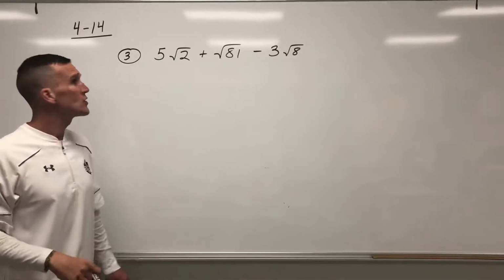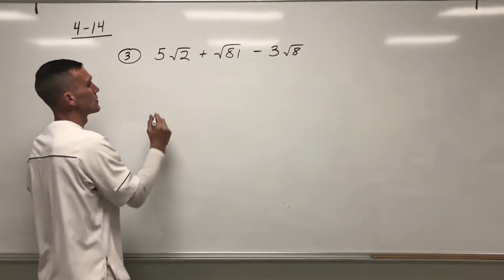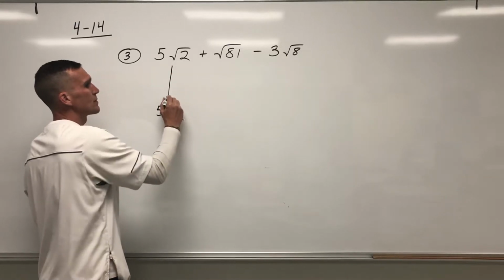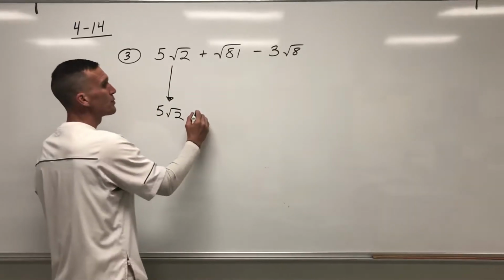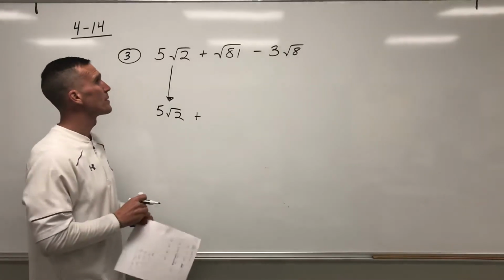Okay, I try to break down each radical. Well, 2 is a prime number, so that's going to stay rad 2. So I got 5 rad 2. All of that just comes down and stays the same. There's a plus symbol.